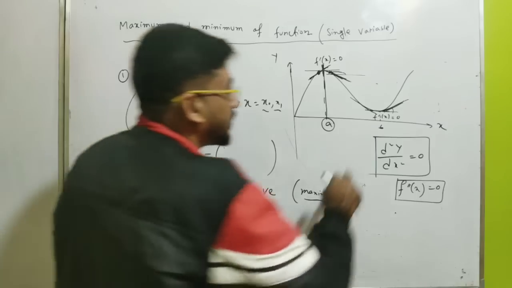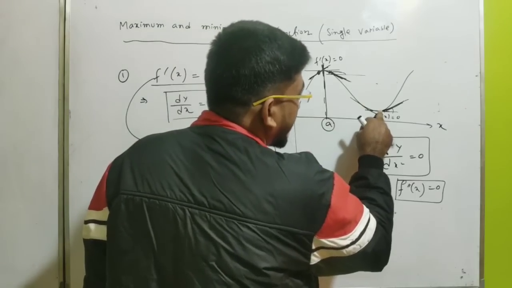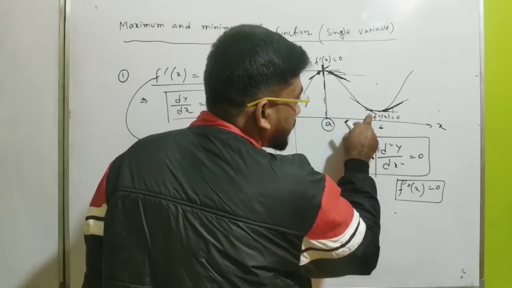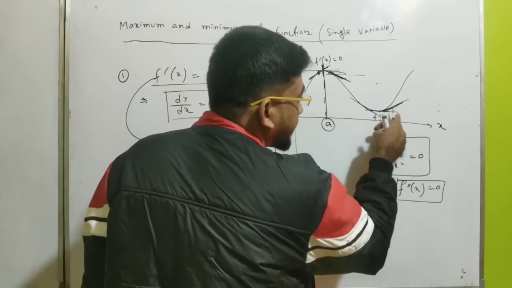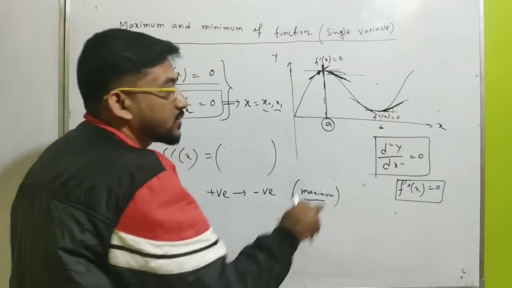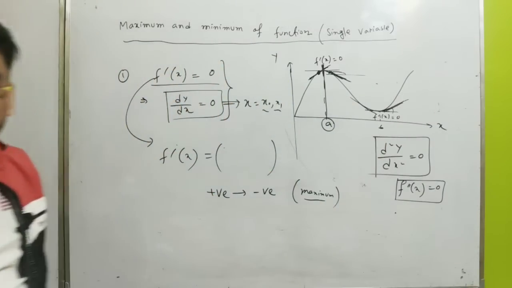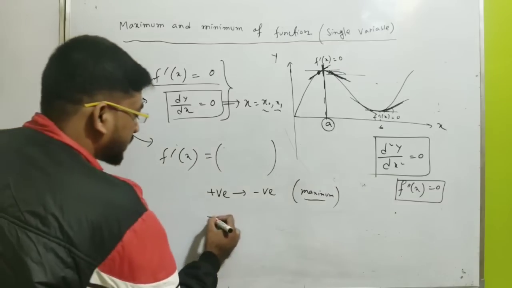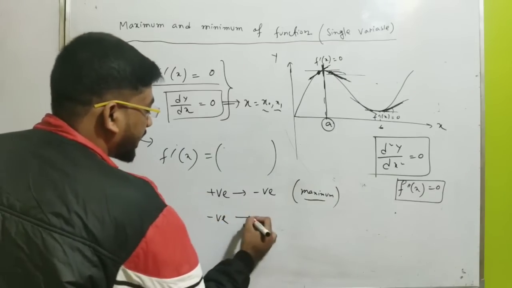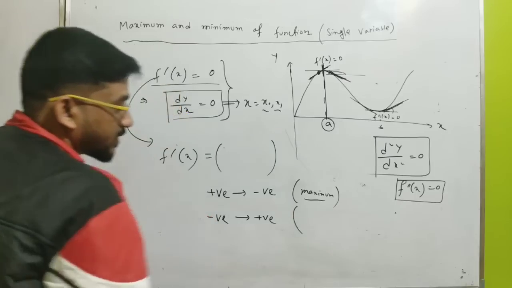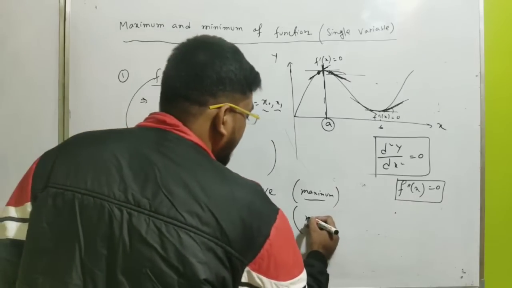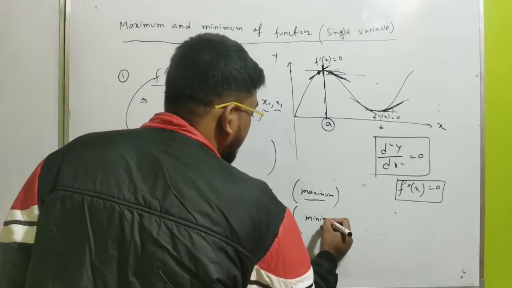Similarly, here you can see if the point is less than, then the slope is negative, and if the point is greater than, then the slope is positive. So here the change of sign should be negative to positive. So in that case, if f prime x changes sign from negative to positive, then we can say the function has minimum value at that particular point.